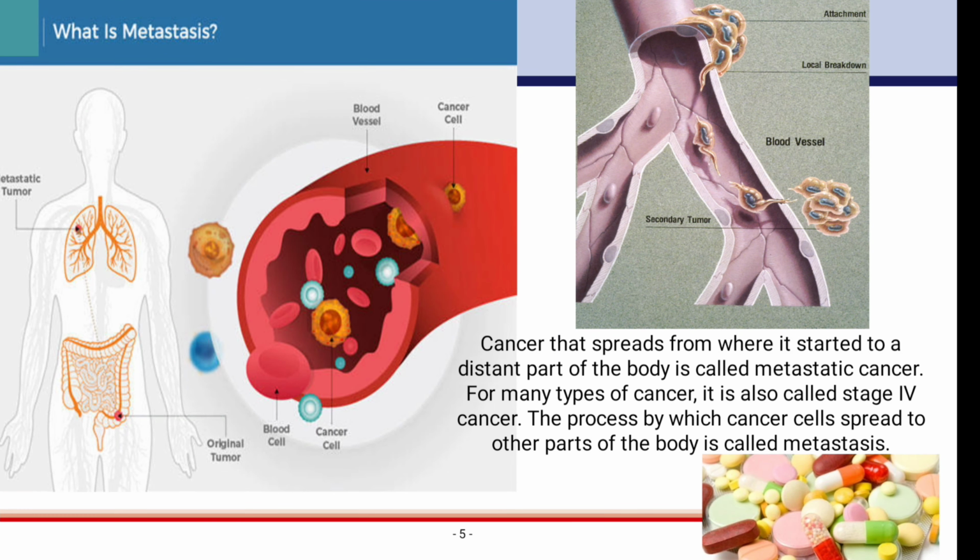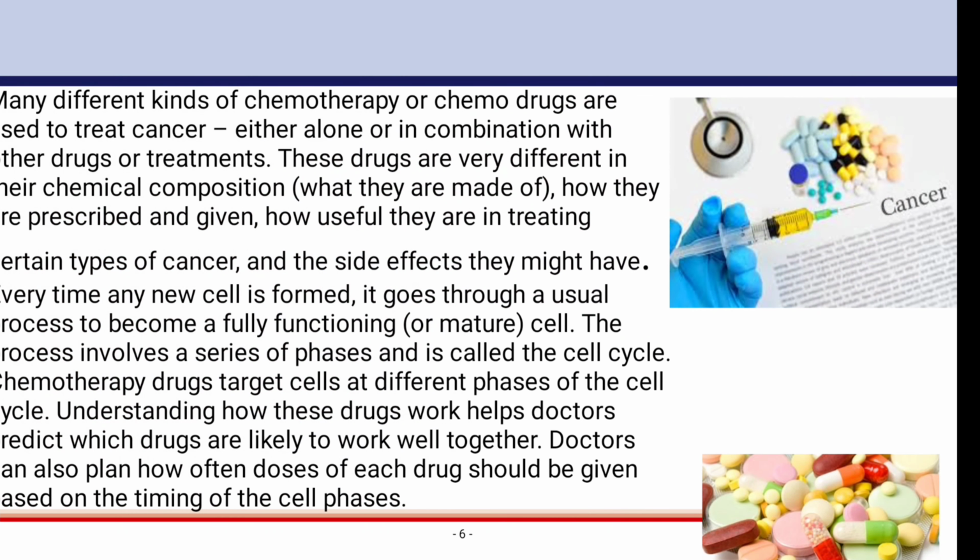What is metastasis? Cancer that has spread from where it started to distant parts of the body is called metastatic cancer. For many types of cancer, it is called stage 4 cancer. The process by which cancer cells spread to other parts of the body is called metastasis. Many different kinds of chemotherapy or chemo drugs are used to treat cancer, either alone or in combination with other drugs or treatments. These drugs differ in their chemical composition, how they are prescribed and given, how useful they are in treating certain types of cancer, and the side effects that they may leave.